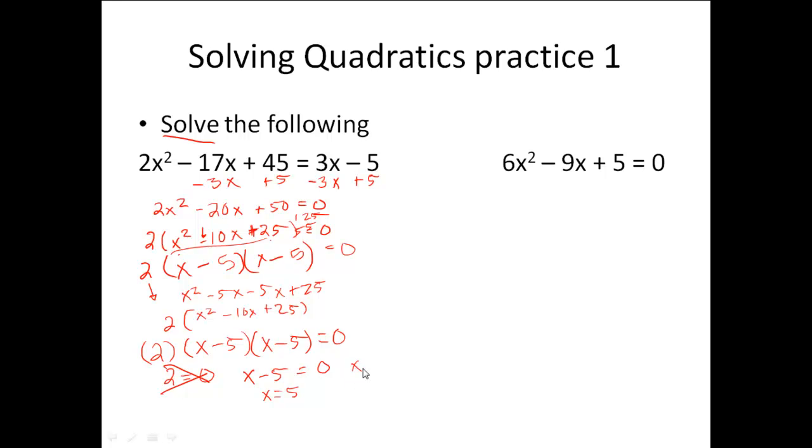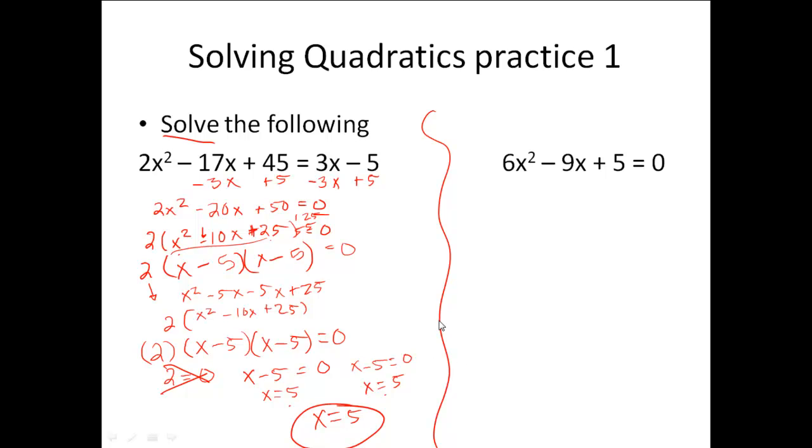Take my third one, which is x minus 5 equals 0. Solve that and I get x equals 5. Well, now since these were the exact same thing, we only have to write it once, and we get our answer of x equals 5. Now to check it, you can plug it back into your equation and you should get the exact same thing. It should work out.